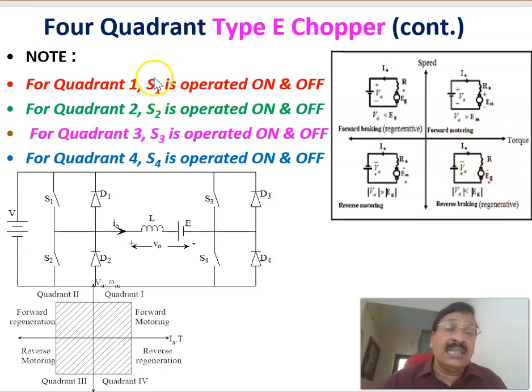Therefore, these are the switches to be controlled. In the first quadrant, S1 is controlled. In the second quadrant of operation, S2 is controlled at high frequency. For the third quadrant, S3 is controlled. And for the fourth quadrant of operation, S4 is operated at high frequency. These are the four quadrants of operation.